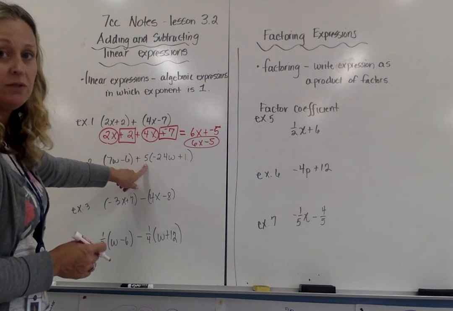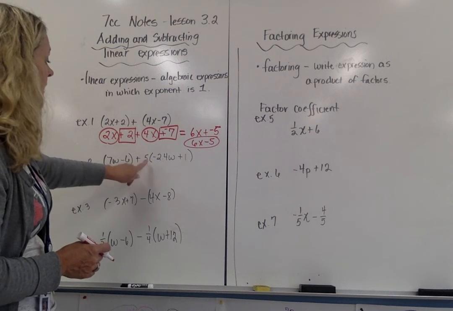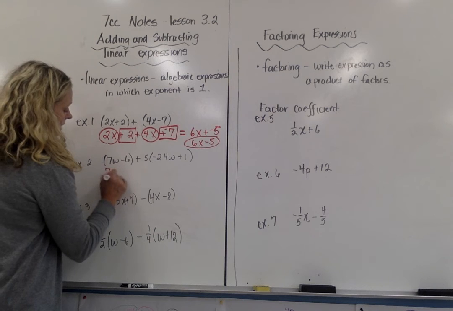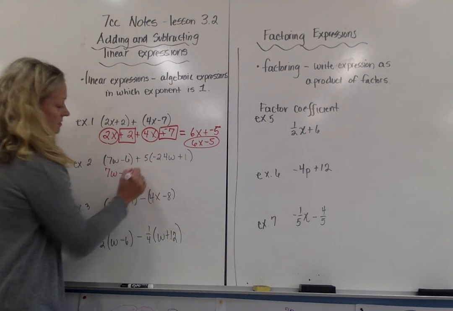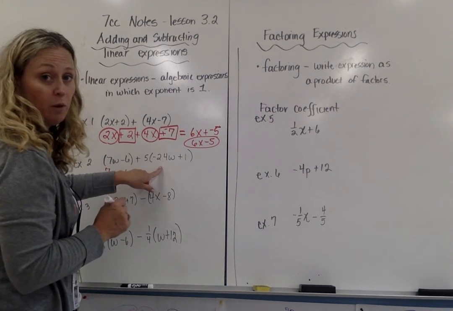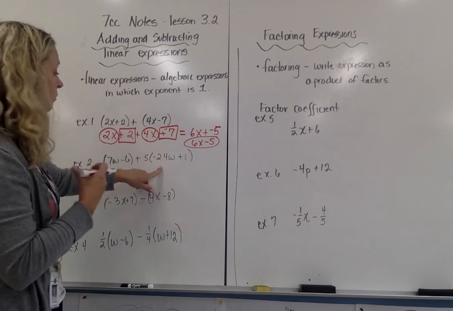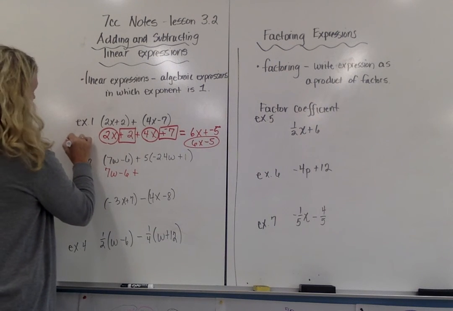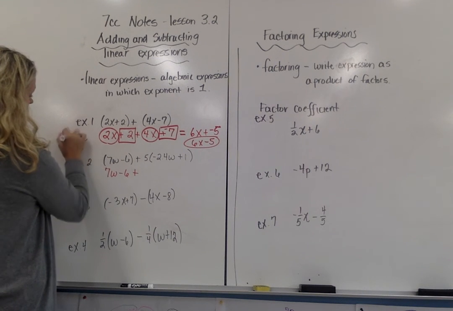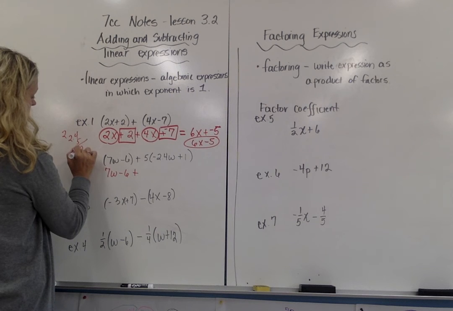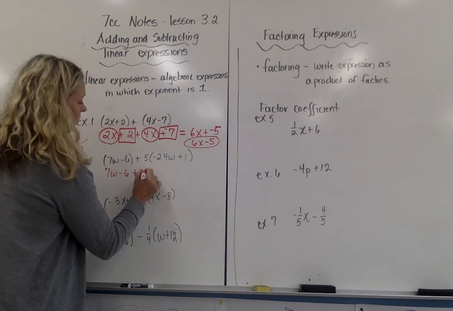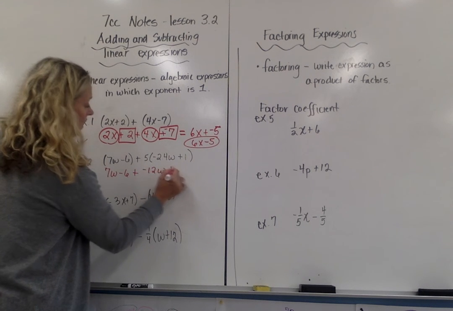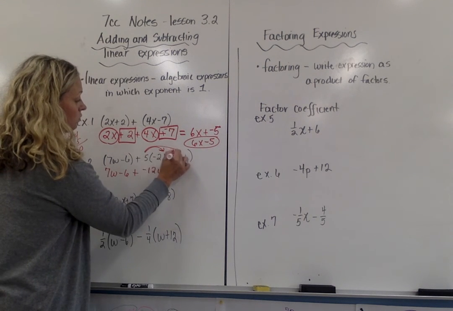In number 2, this example, I'm going to go ahead and get rid of the parentheses, but in order to do so, I have to use the distributive property to multiply 5 by every term inside the parentheses. So I'm simply going to rewrite 7w minus 6 plus 5 times negative 2.4y. I don't know what negative 2.4 times 5 is, so I'm going to doodle it off to the side. 2.4 times 5 is 12.